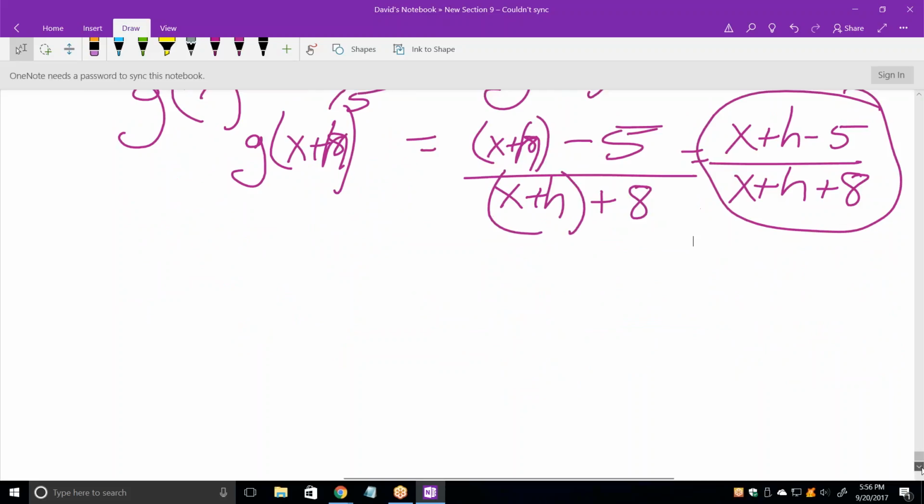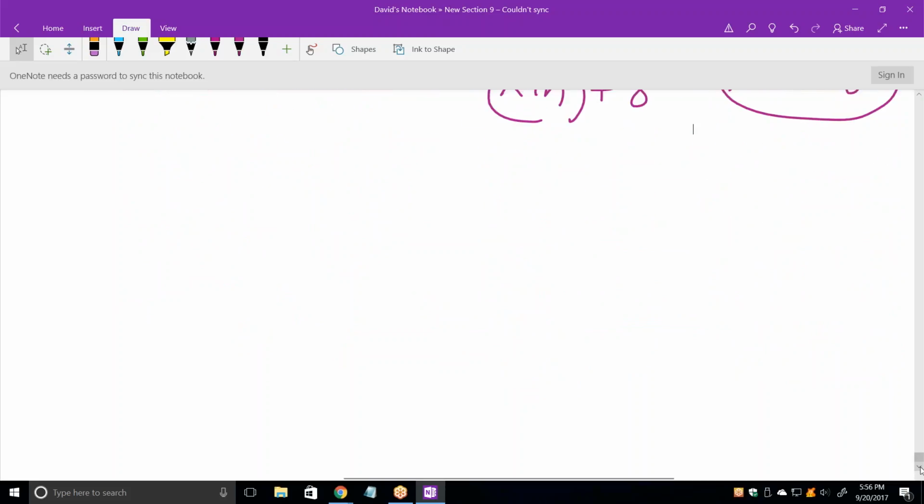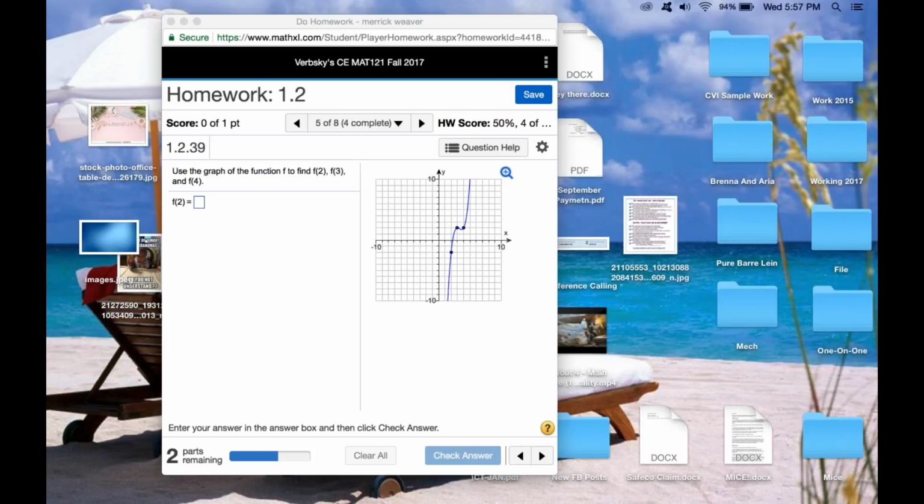It says, use the graph of the function f to find f of 2, f of 3, and f of 4. Gonna make you the presenter again. Okay. This actually doesn't work too bad once you get used to it. Just takes 4 or 5 mouse clicks to do it.